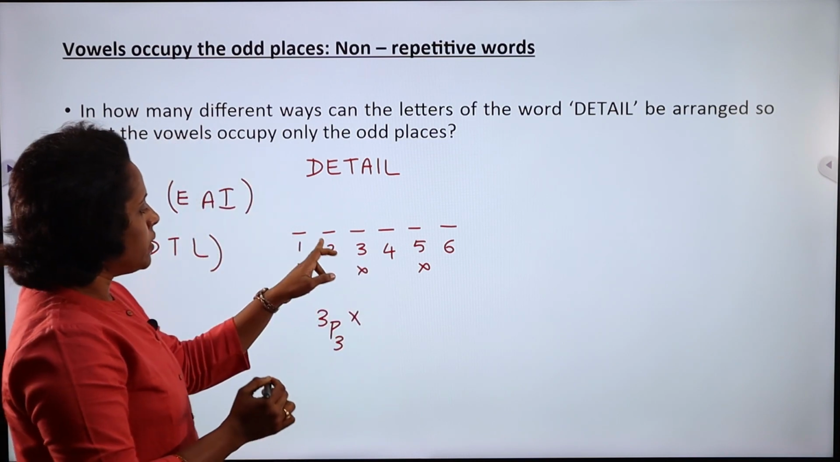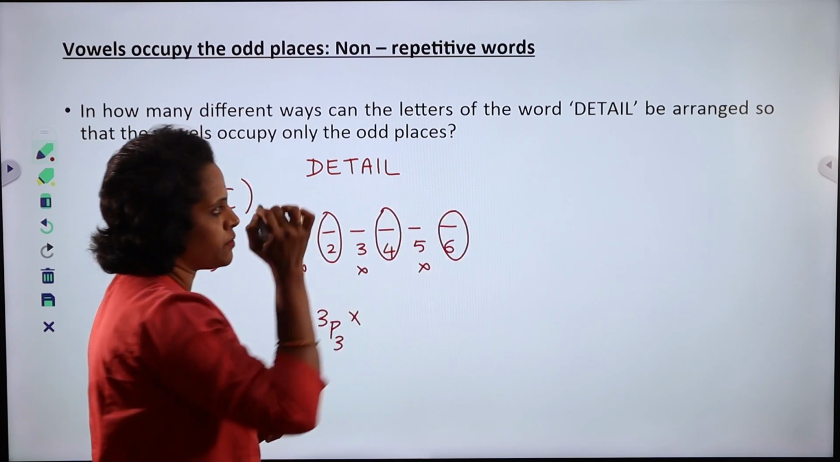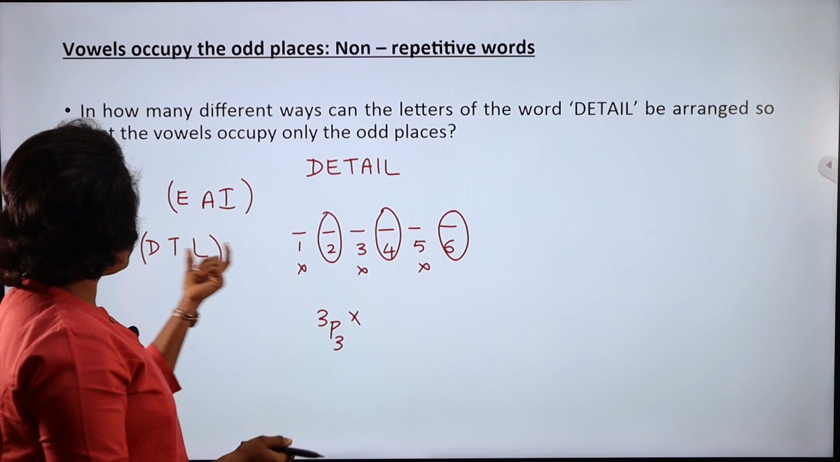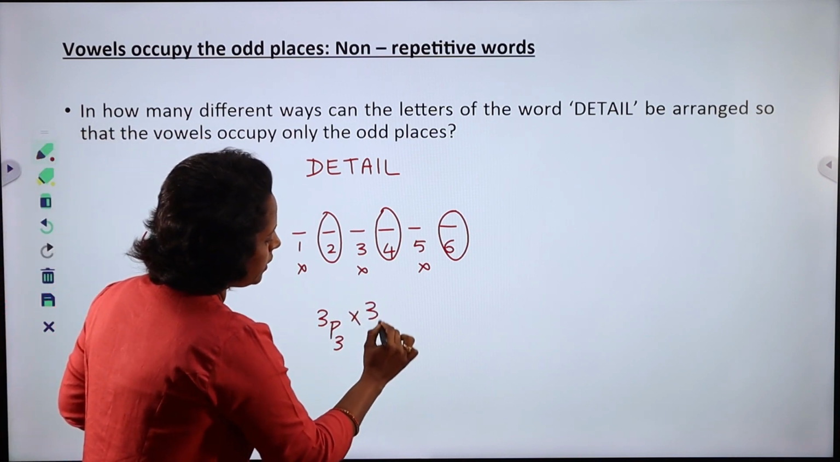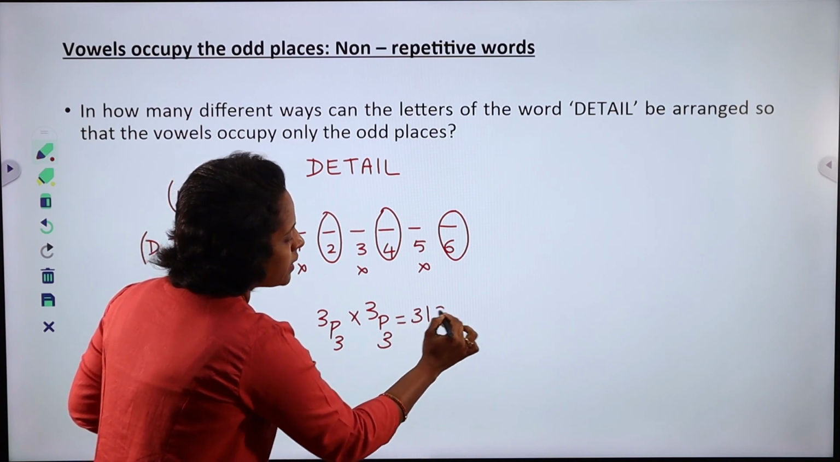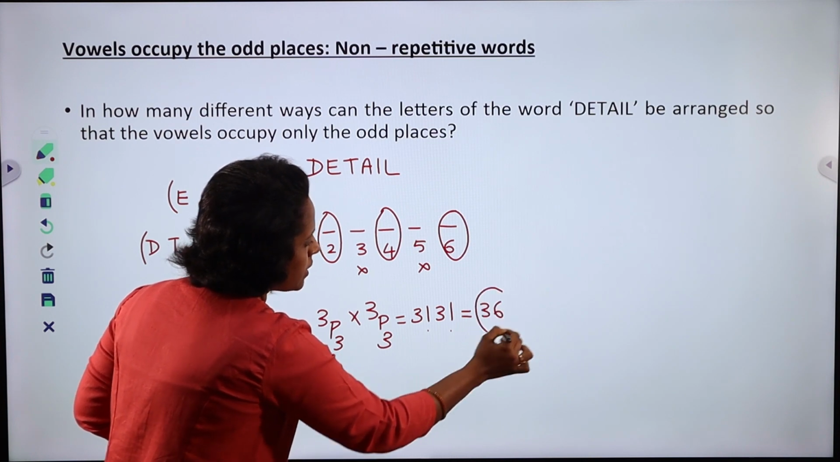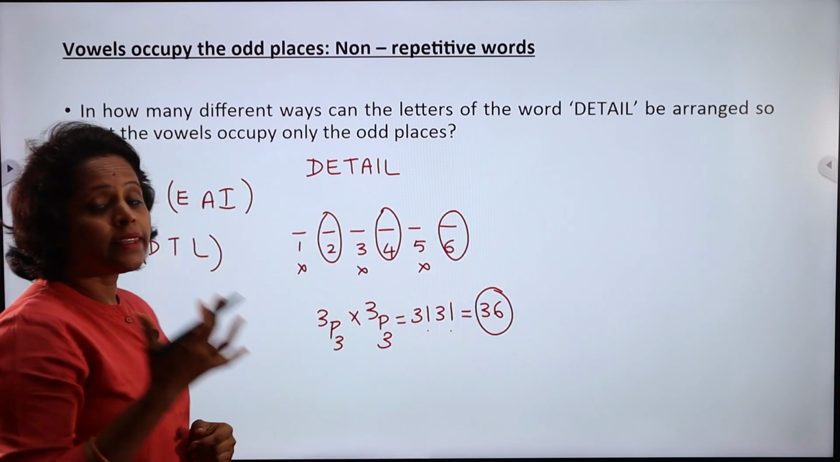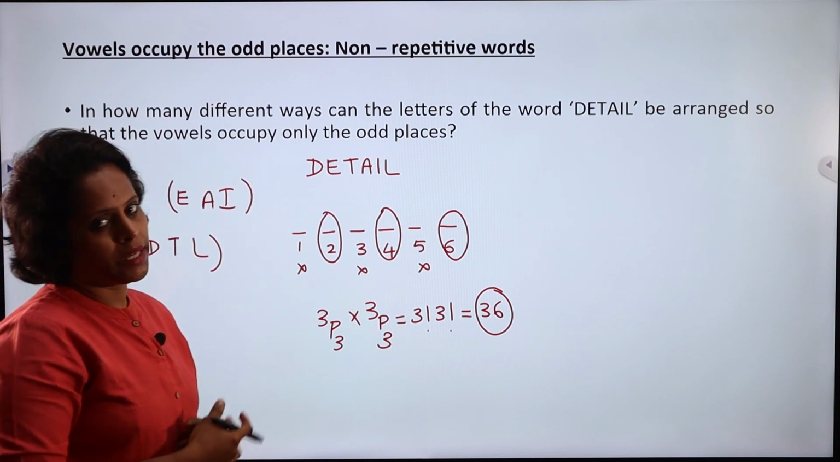Into the even places 2, 4 and 6, the even numbered places should be occupied by the consonants. That can be done in 3P3 ways. Simply, it's 3 factorial into 3 factorial. 6 into 6 is 36. In 36 words, the vowels occupy the odd places.